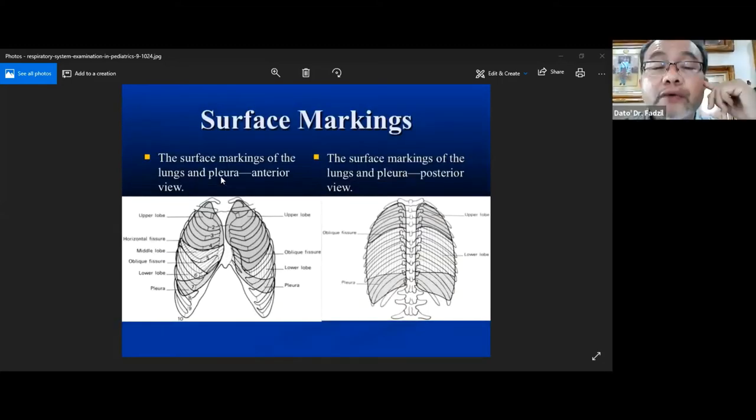So you have to recognize the surface markings, where the upper lobe and the oblique fissure are. And then, you know that the body, they are on the right lung, how many lobes are there on the right lung?